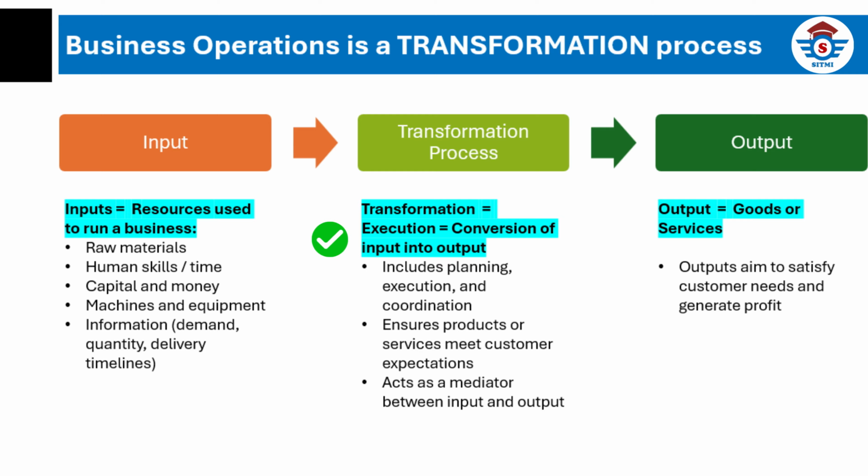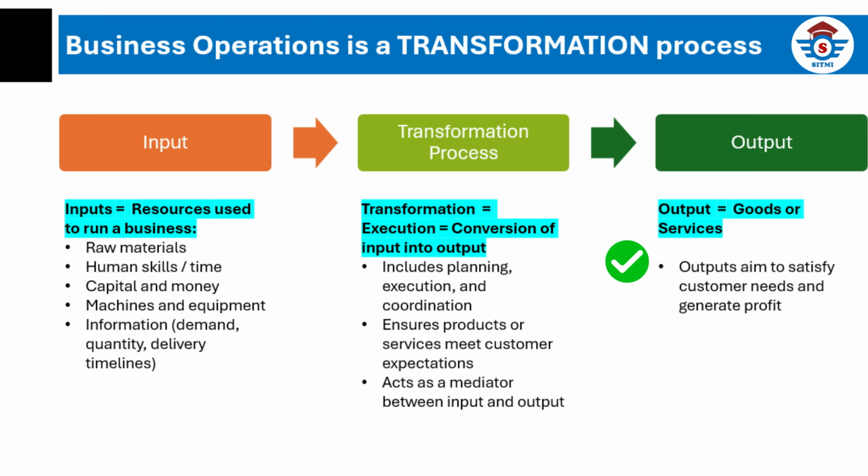The transformation process means converting these inputs into outputs. Transformation process here is execution of all necessary processes, planning to ensure products and services made available as per customer expectations. So simply, transformation is an execution. Transformation process acts as a mediator between input and output. And the output of business operations is always a product or a service.